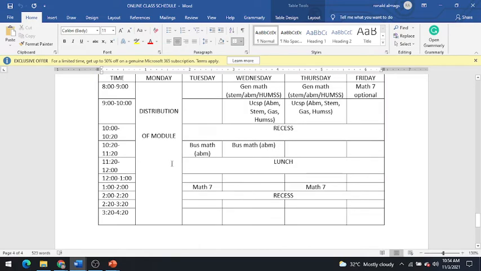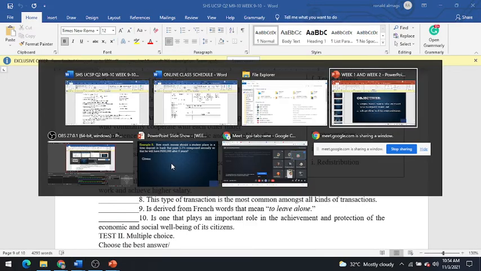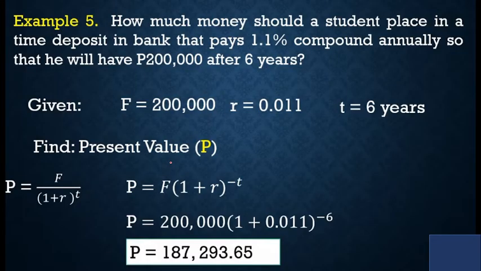Okay, so the final answer po is, given ha, meron tayong future value dito, 200,000. Then 6 years our time. Yung rate natin is 1.1%. So move ka lang ng dalawang decimal place. So 0.011 yung rate natin. Then t is 6 years. The present value P equals F over 1 plus r to the power of t.